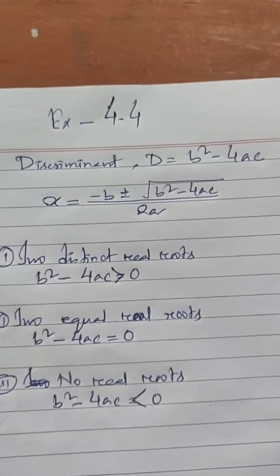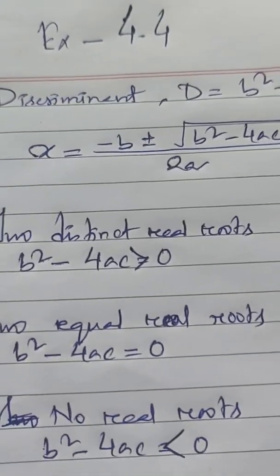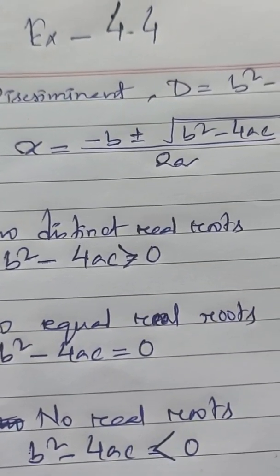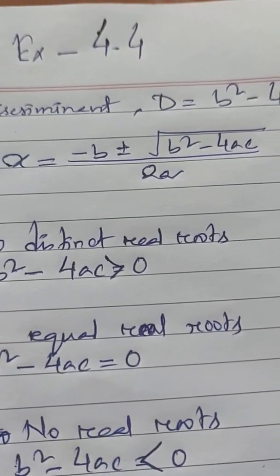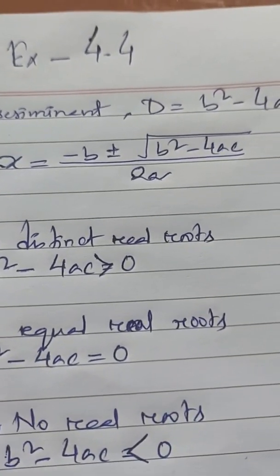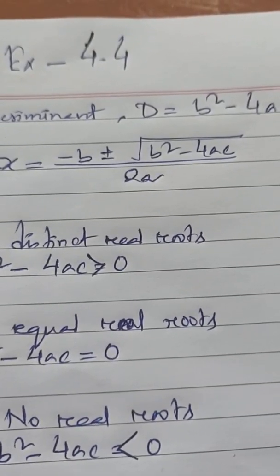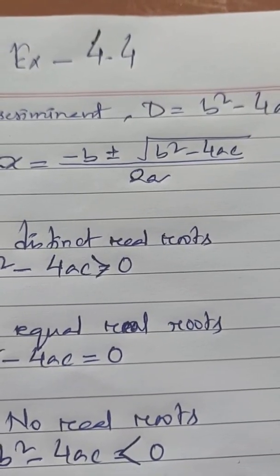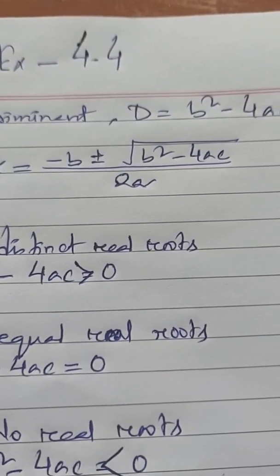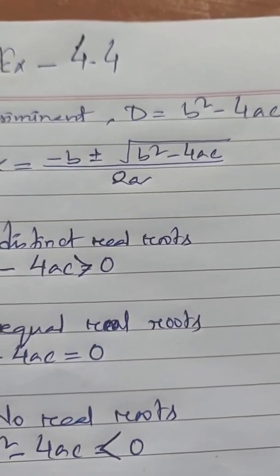Recall that quadratic formula. Your quadratic formula was this one. I'm zooming in. x equal to minus b plus minus root over b square minus 4ac by 2a. Isn't it? From this formula, if we just talk about that part under the root, b square minus 4ac, then we get the discriminant. Okay?